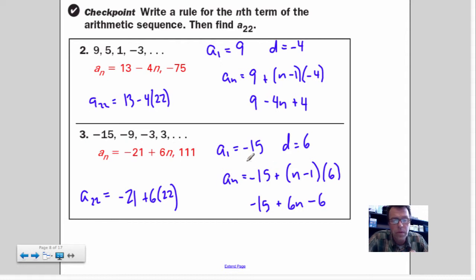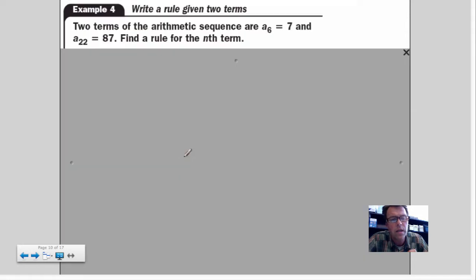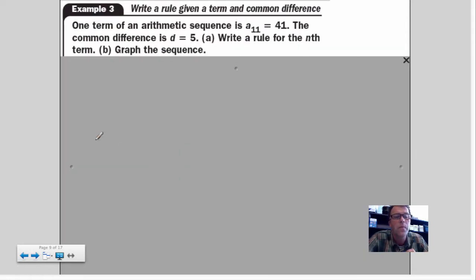Second example, first term is negative 15. I figured out the difference was positive 6. I plugged into the formula. I cleaned it up. There's the rule. To use the formula, plug 22 in for n, calculate, and the 22nd term is 111. Oops, 2. There we go.